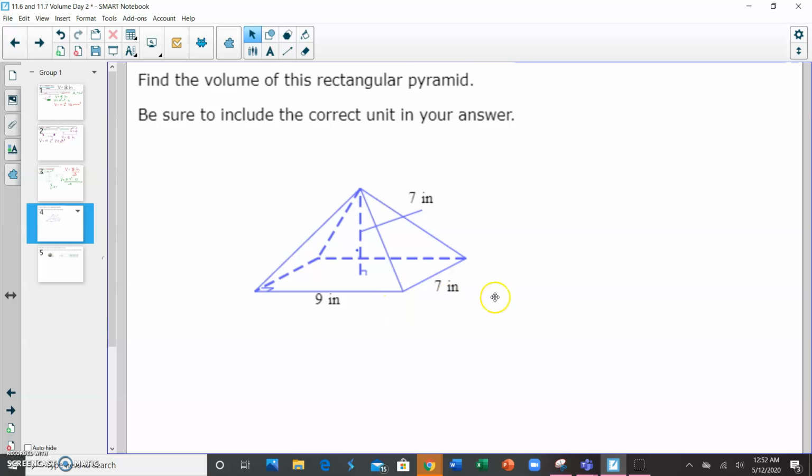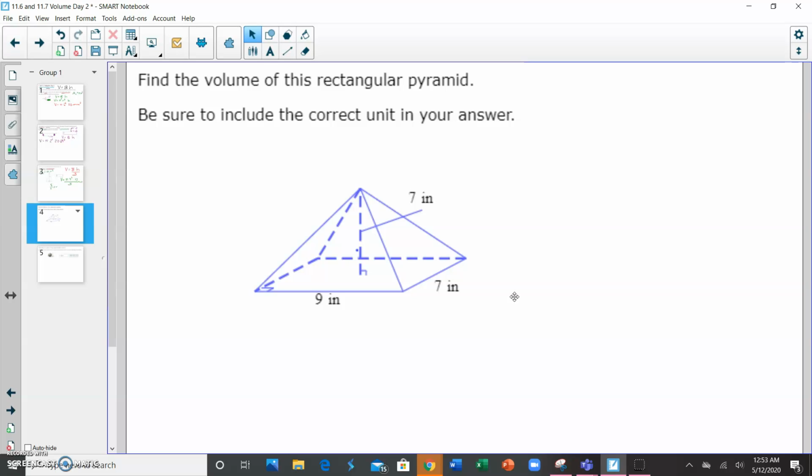All right, next is a rectangular pyramid. Pyramids work the exact same way. So if I had a prism that was 9 by 7 by 7, and that were an entire prism, I would take the area of the base times the height. So it's 9 times 7 and then times 7. But once again, it's not a prism, it's a pyramid.